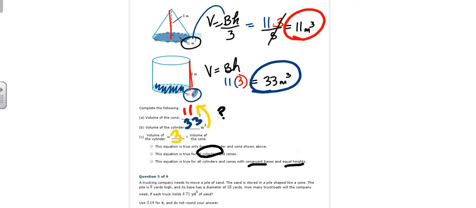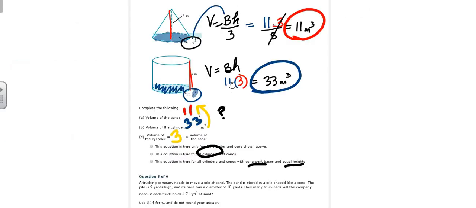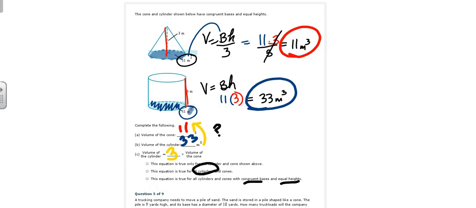To know which one, look at the starting information. There's a little hint here. It says equal heights, and then we noticed the bases were both 11. So this is true only because the base area was the same and the height was the same.